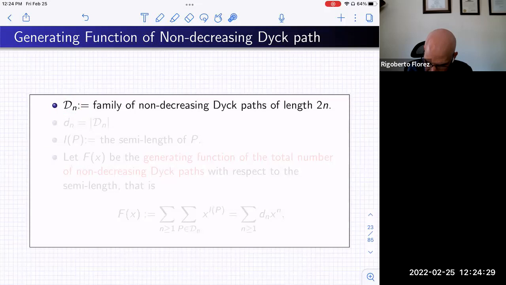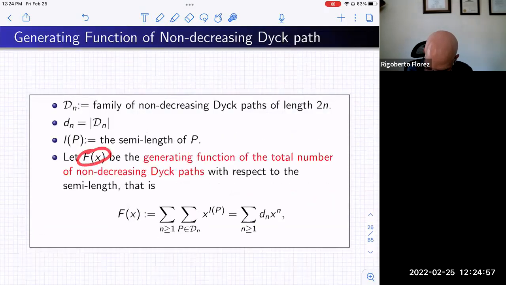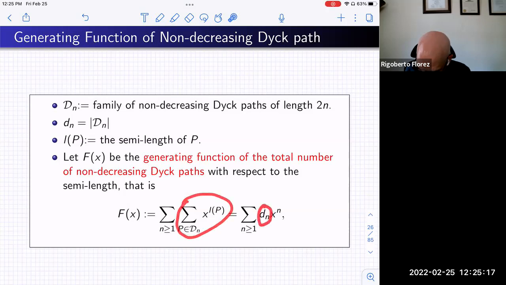So this is the family of non-decreasing Dyck paths of semi-length n or length 2n. And we are going to put here D to represent the cardinality of that set. And we are going to use some other parameters like the length of the path to introduce the generating function. And then we construct the generating function. So what is that generating function? It is f(x), and it is what? The sum from 1 to infinity, and we are going to count p, a path of semi-length n, and we put here that. So basically all of this together gives us what? The total number of non-decreasing Dyck paths and the n.